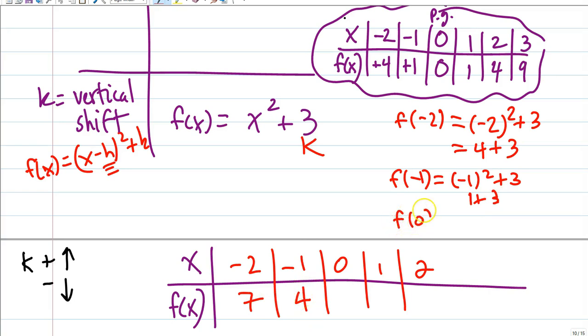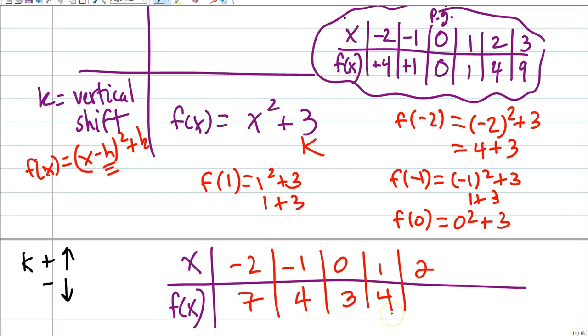F of 0, 0 squared plus 3 gives us just 3. F of 1, 1 squared plus 3, or 1 plus 3 is 4. Now this is interesting to me. Look at these numbers down here. I see something. 7, 4, 3, 4. There's symmetry right there. I'm going to predict this next number is 7. If this is symmetry, that means that this number is our vertex, our middle. Okay? So let's double check that too. What is f of 2?